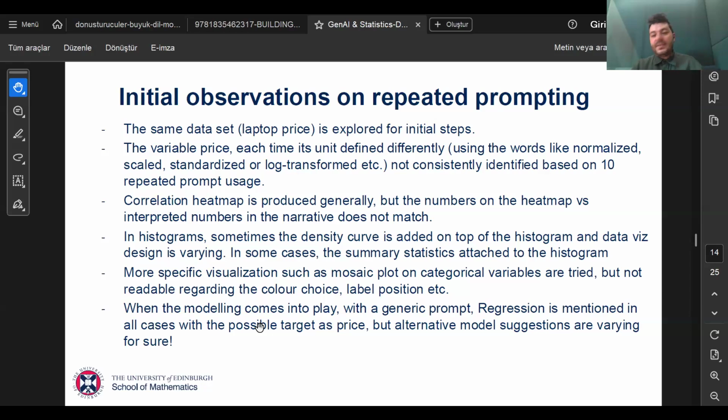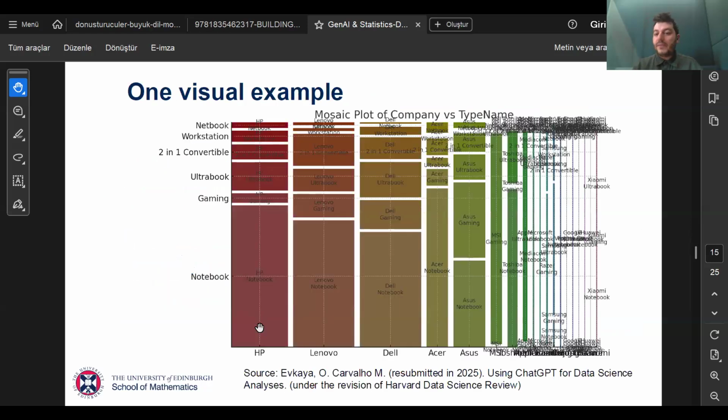What we did very specifically, following the reviewer suggestions, for very specific or complicated visualizations, such as the mosaic plot on the categorical variables, we did the same experiment. And specifically from the color choice or label position and these types of details, what we got is really not readable, I would say. What I'm saying is not readable looks like the following.